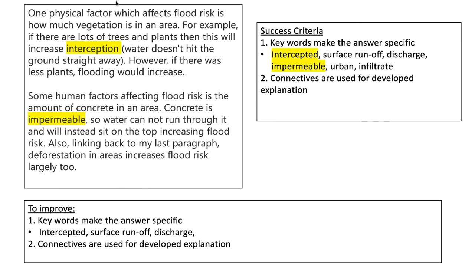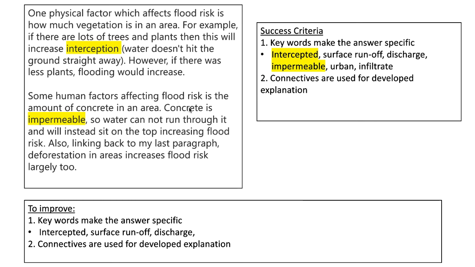So, in the first paragraph here, you're talking about if there are lots of trees and plants, then interception will increase. If there are less plants, flooding would increase. Okay, but you need to explain why the flooding would increase. Why does having less plants in an area increase flooding? Well, there's less interception and therefore there's more surface runoff.